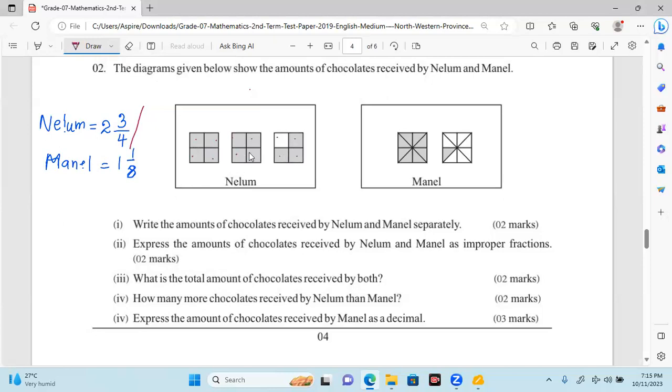There are 12 equal parts, no? Then actually here we express that: how many 1/4 are there? How many 1/4 are there?